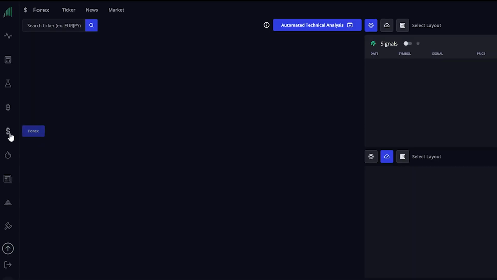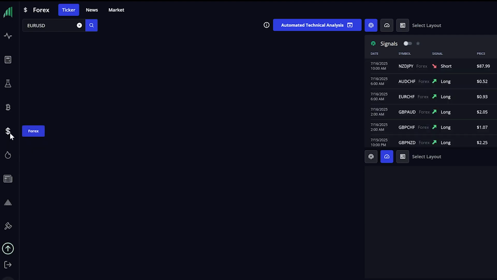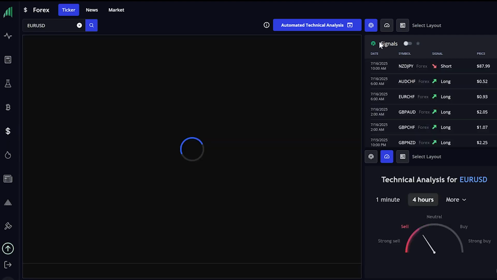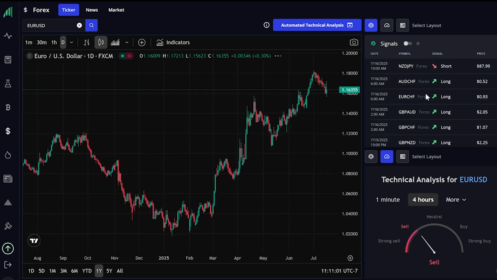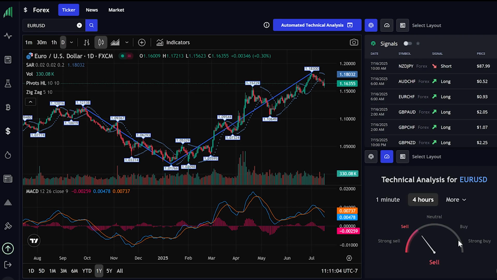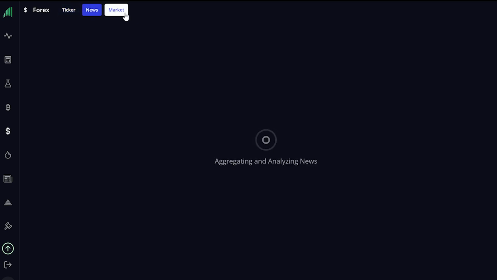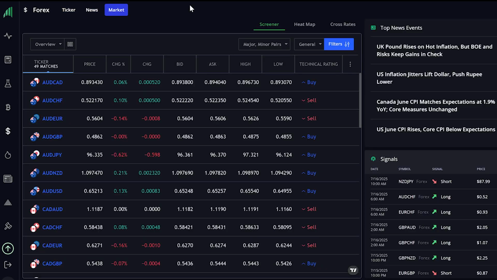I would say the same for Insider Finance's Forex tools. Again, there are TradingView charts, signals here, a little bit of technical analysis. This is actually from TradingView, and then news, as well as a market overview for the Forex market. And a lot of this data is taken straight from TradingView. So if you're already using TradingView, I would say that that's a much more powerful platform for Forex trading.